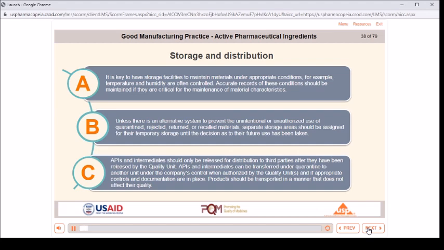Storage and distribution. A. It is key to have storage facilities to maintain materials under appropriate conditions. For example, temperature and humidity are often controlled. Accurate records of these conditions should be maintained if they are critical for the maintenance of material characteristics.